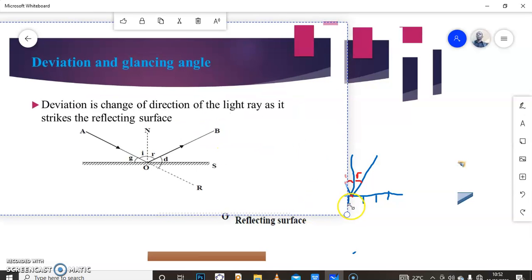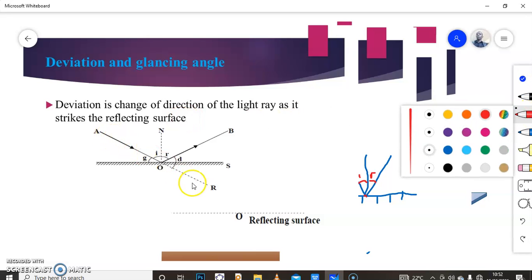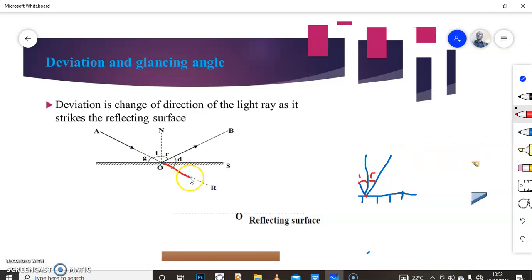So let us look at the concept of deviation. When you have your incident ray, you can see that initially it would have continued in this direction, but because of the reflecting surface, it is deviated through a given angle. So this total angle from here up to here is what we are referring to as the deviation. So deviation is the angle through which the light ray is changed or turned.